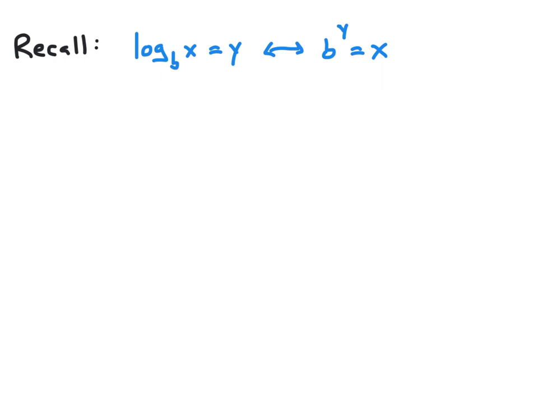If we have an equation where there is a single log on one side of the equation and it's equal to a constant, we can simply use this definition to convert our logarithmic equation to one in exponential form and then solve the corresponding exponential equation.